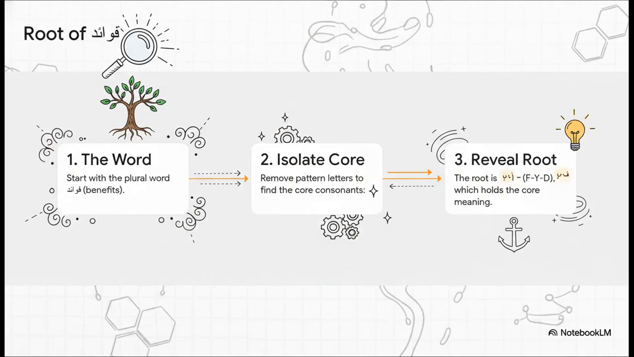Okay, let's go back to our friend on Reddit and their word fawad. The process is a bit of linguistic detective work. First, you take the word itself. Then you strip away the extra letters that are just part of a grammatical pattern. In this case, it's a common plural pattern. And boom, what you're left with are the core consonants, the root. F-Y-D. This little guy carries the core idea of benefit or usefulness.